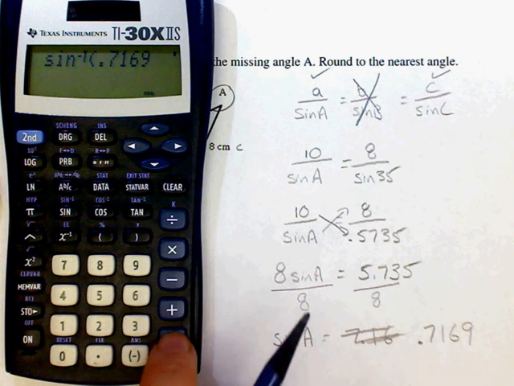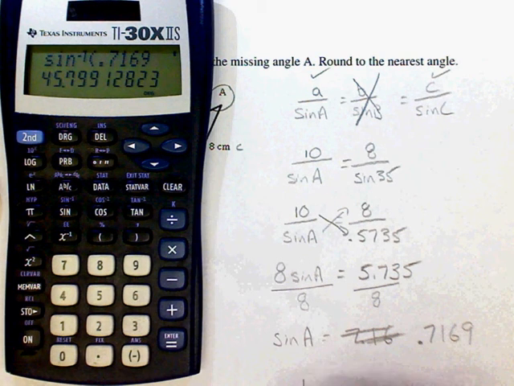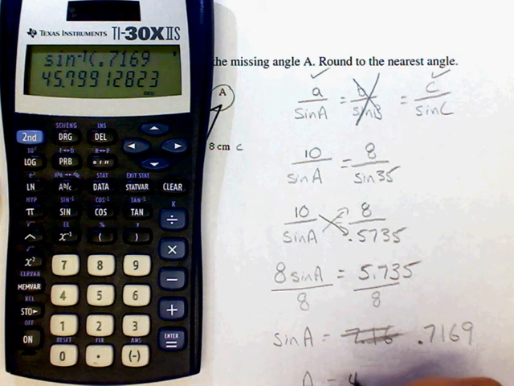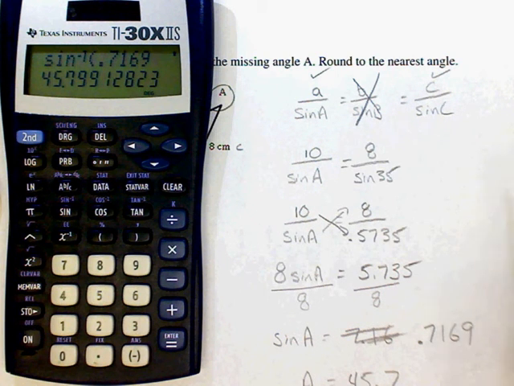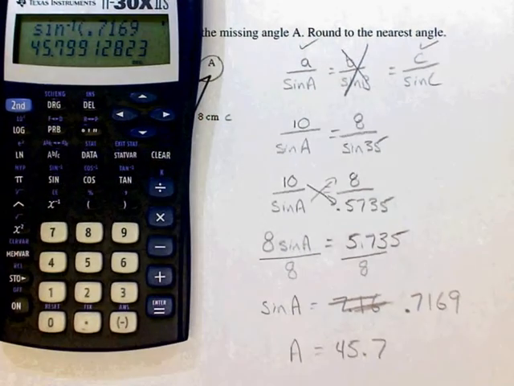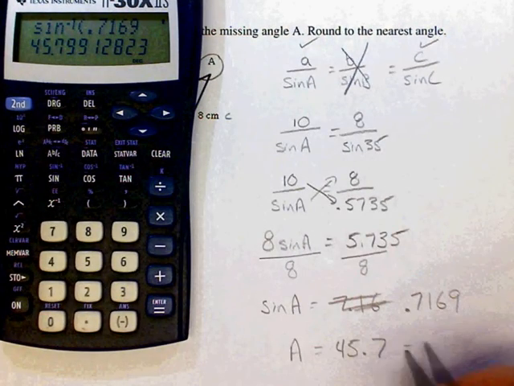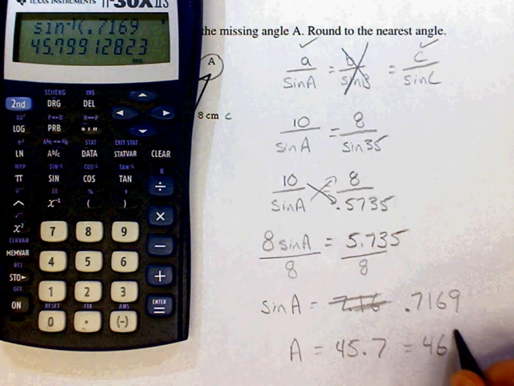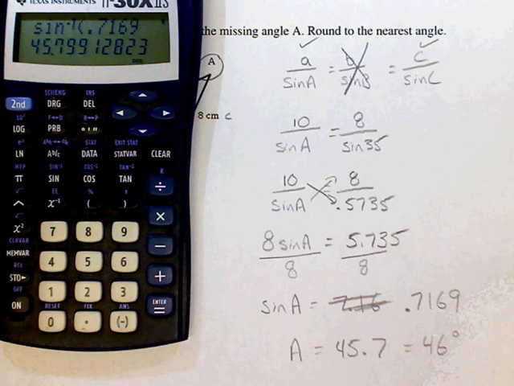Sine inverse of 0.7169, and my angle A is 45.7. But our question asks us to round to the nearest degree. So my nearest degree is 46 degrees. Final answer.